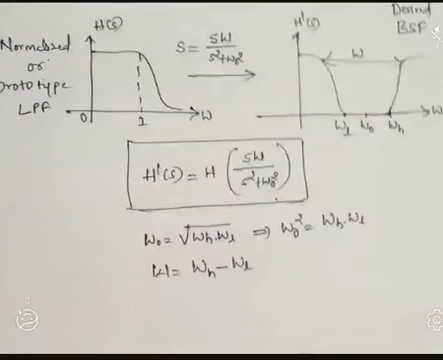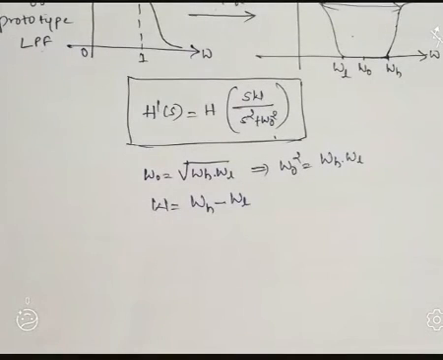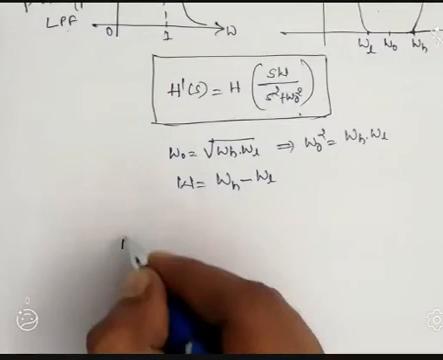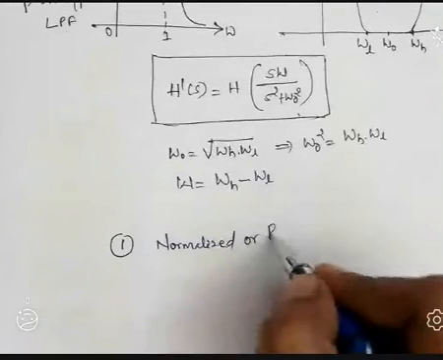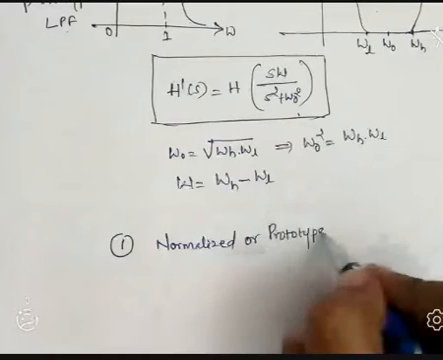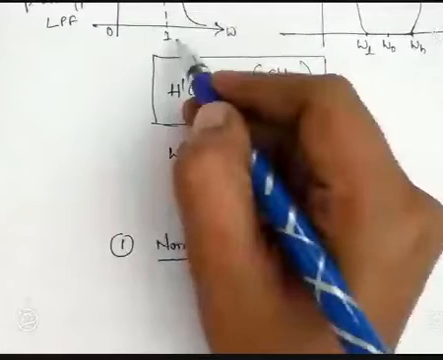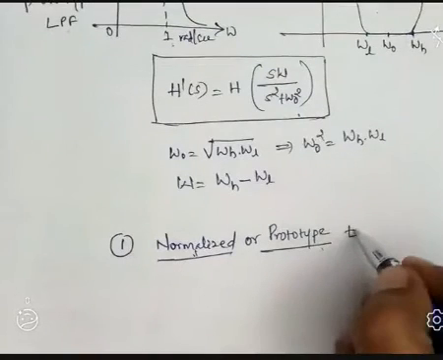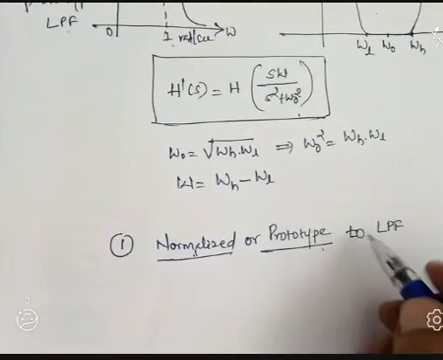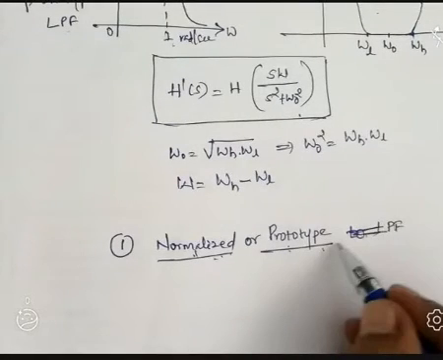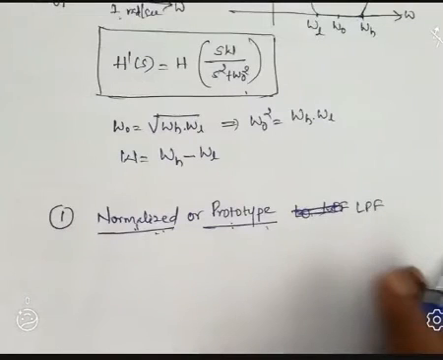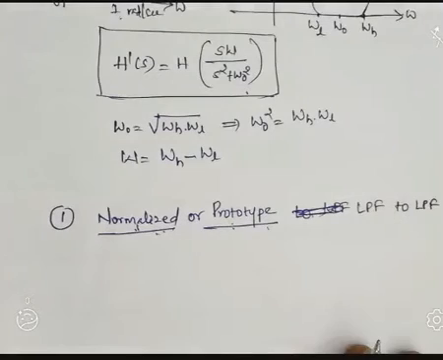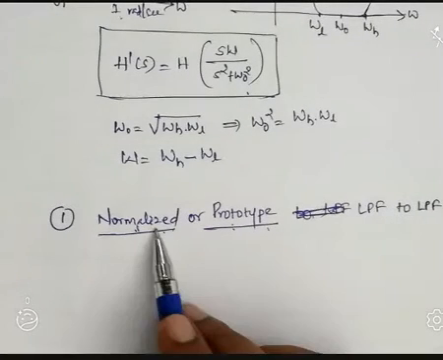We have discussed 4 cases so far. I will recall those. In the first case, normalized or prototype means the cutoff frequency is 1 radian per second. That normalized or prototype low pass filter is converted to a low pass filter of desired frequency.